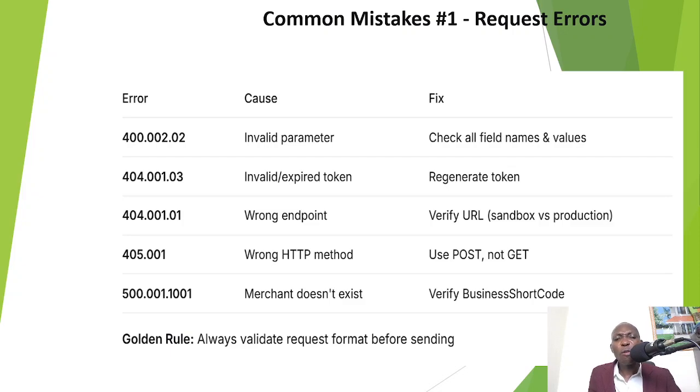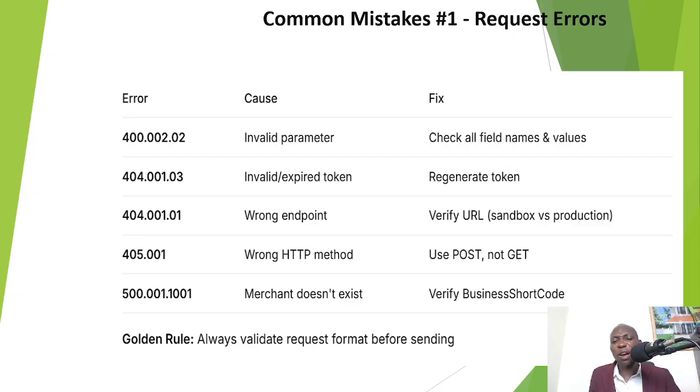Another error is 404.001.03. This is an invalid or expired token. So you just regenerate a token instead of writing an email to the support team. I told you, if you have this information, you will reduce the support requests by 80%. 404.001.01 is a wrong endpoint. You know that you are calling the wrong endpoint. Maybe check your endpoint for STK push.